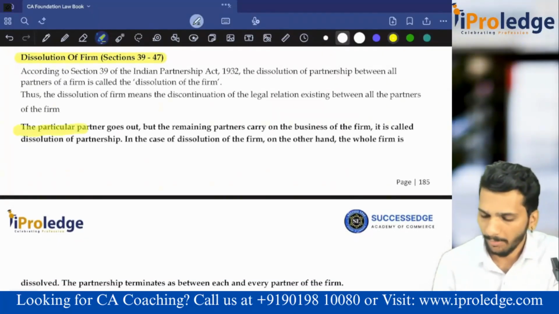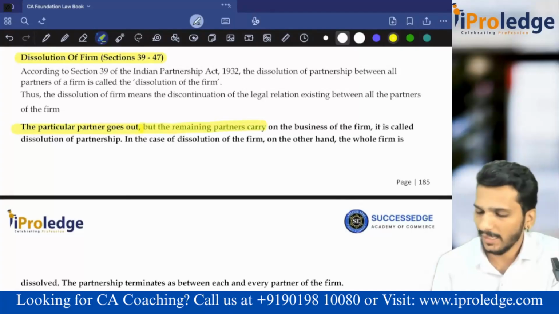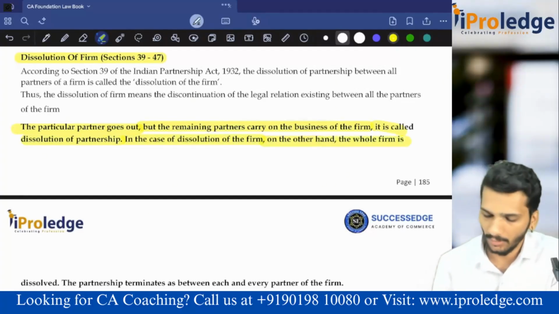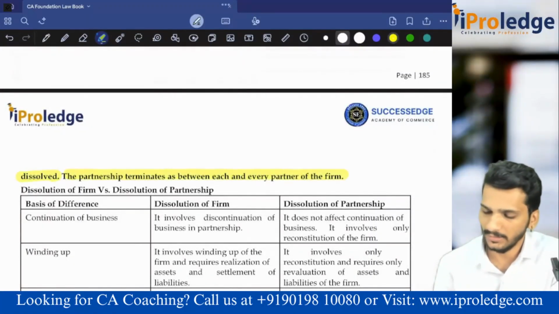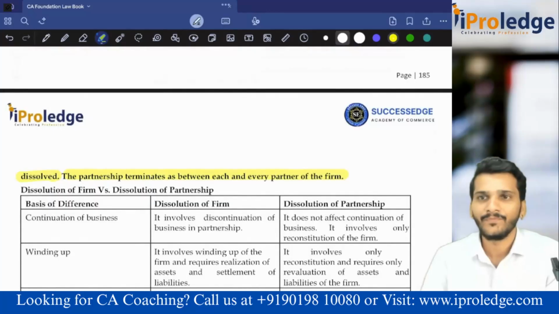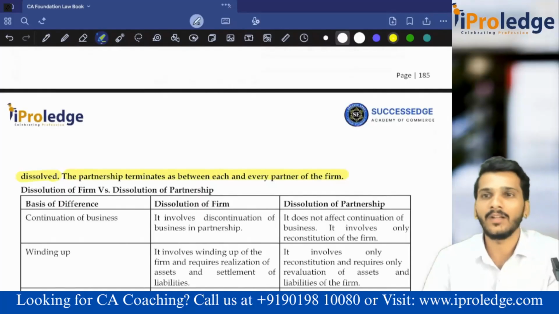When a particular partner goes out, but the remaining partners carry on the business of the firm, it is called dissolution of the partnership. In the case of dissolution of the firm, on the other hand, the whole firm is dissolved. The partnership terminates as between each and every partner. See, there are two things. One is insolvency of the firm. Second is insolvency of the partner. Insolvency of a partner will not dissolve the firm in entirety. He is gone. Then they can reconstitute it.